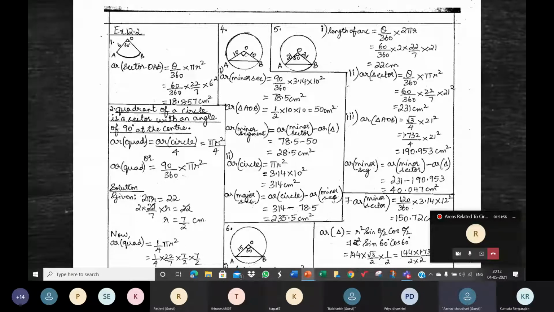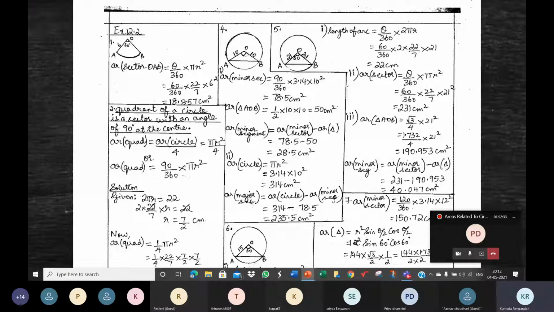How much? 132, ma'am. No, am I talking about the fifth one? Yes, I'm talking about the fifth one, children. And my question is, find the perimeter of the minor sector. Yeah, I've told you correctly.